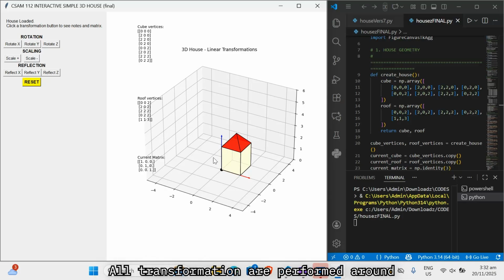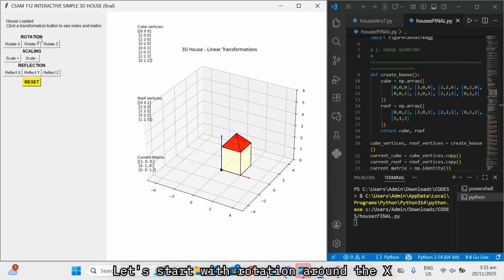All transformations are performed around this origin. This is important because linear transformations always preserve the origin, meaning it stays fixed. Except in special cases, a transformation called translation breaks the origin rule, so it's not a linear transformation. So in this video, we will learn how linear transformations in 3D, rotations, scaling, and reflection, are represented as matrices.